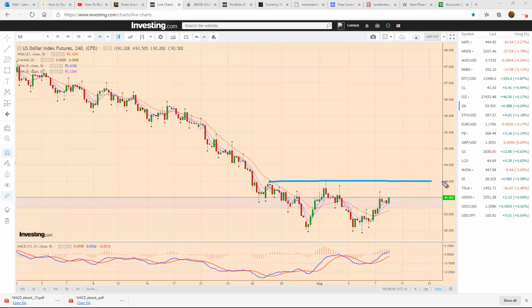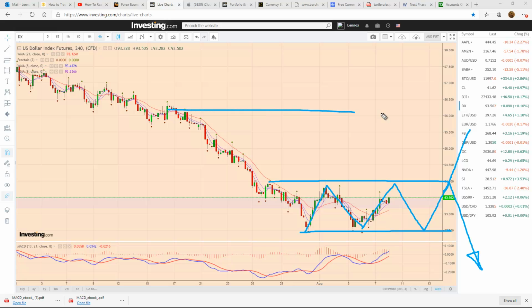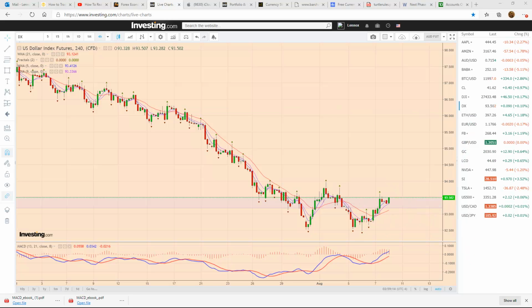This could be signifying a ranging or a channel area that we could see something like this move, and then a move to the downside. We could also see this go higher, maybe back up to this area before we get that move to the downside, or we could even see this just drop through at this point to the downside as well. So we'll see how this plays out, but on the 4-hour time frame, that's what it's looking like.